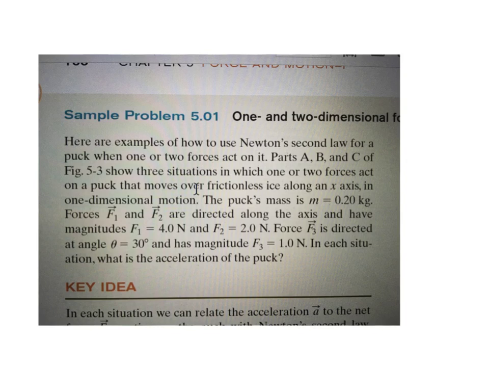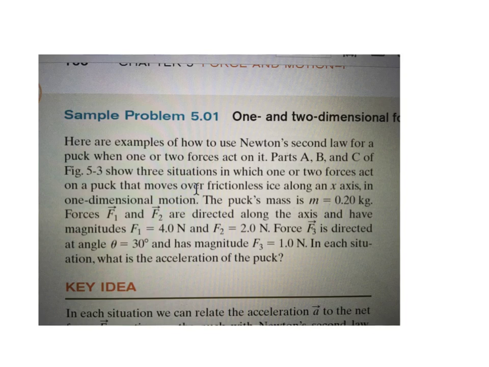Alright, so here's some examples of how to use Newton's second law for a puck when one or two forces act on it. Parts A, B, and C of the figure, we'll look at the figure in a minute, show 3 situations where one or two forces act on a puck that moves on frictionless ice along an x-axis in one dimension. A lot of words there.